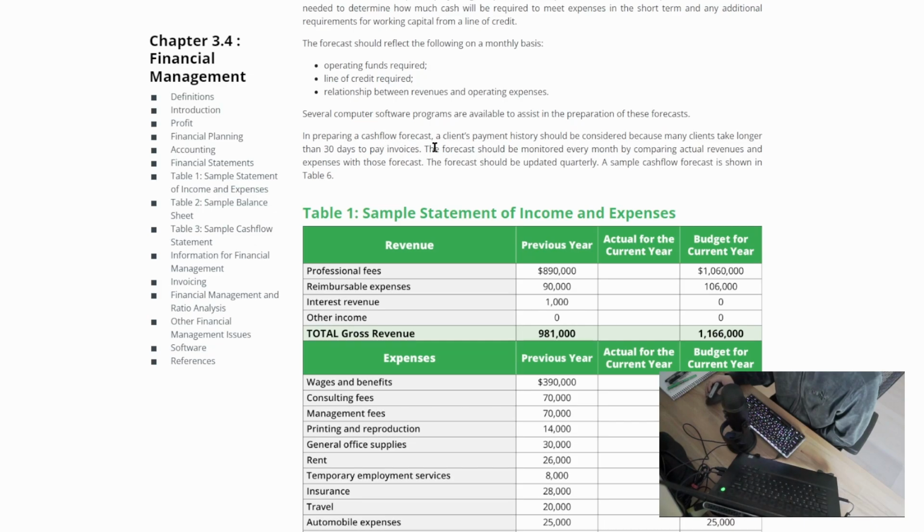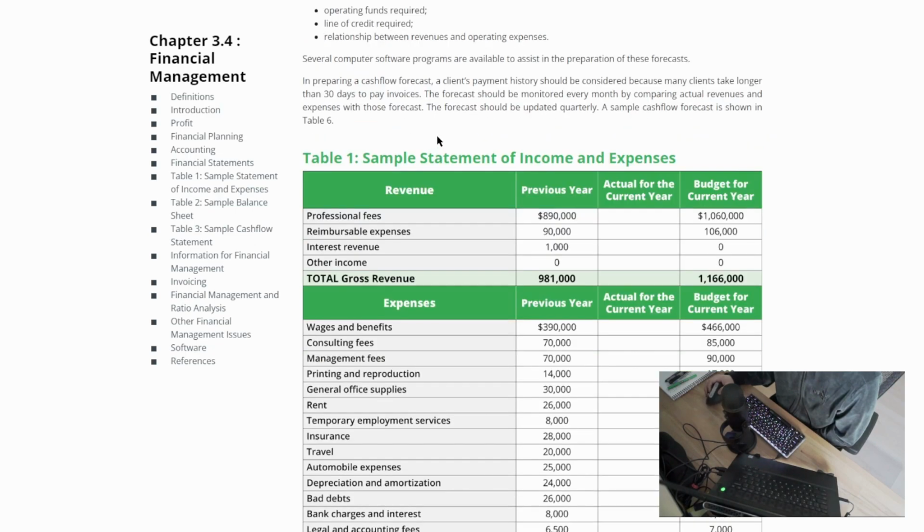In preparing a cash flow forecast, a client's payment history should be considered because many clients take longer than 30 days to pay invoices. The forecast should be monitored every month by comparing actual revenues and expenses with those forecasts. The forecast should be updated quarterly. A sample cash flow forecast is shown in Table 6.